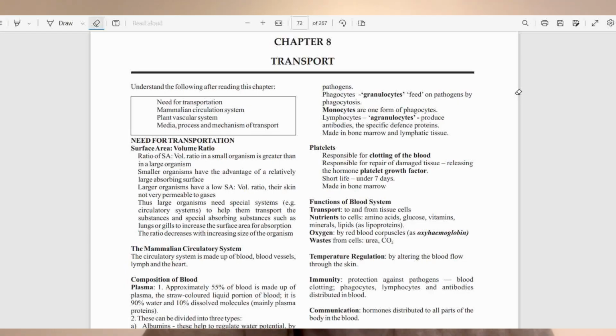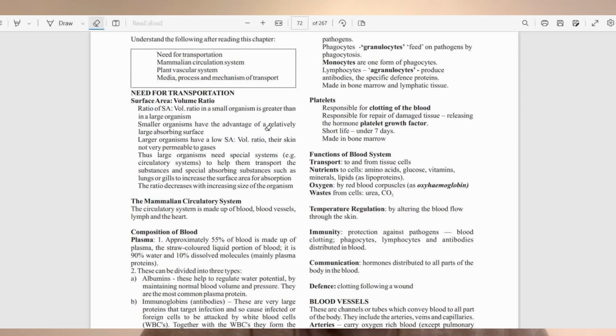So we're talking about the eighth topic in the JAMB syllabus, and that is transport system. So in transport system, we'll be looking at the need for transportation, the mammalian circulatory system, plant vascular system, the media, process, and mechanism of transport.